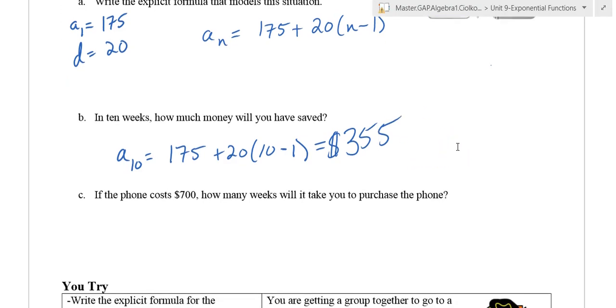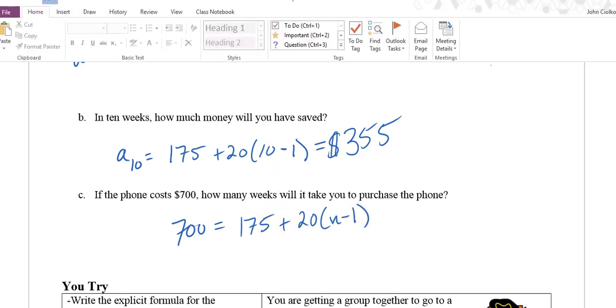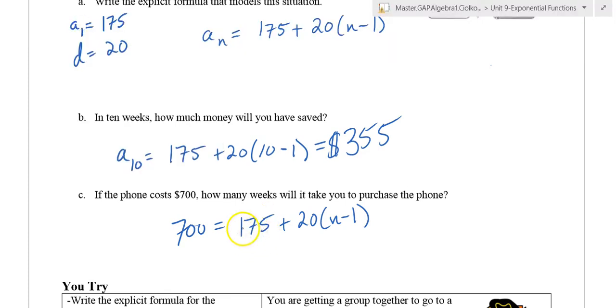If the phone costs $700, how many weeks? So what that's saying is this time it's given like our end goal. So 700 is equal to 175 plus 20 times n minus 1. So solving this one, that's our formula. To solve it, I would subtract my 175 from both sides, which would give me 525 is equal to 20 times n minus 1.